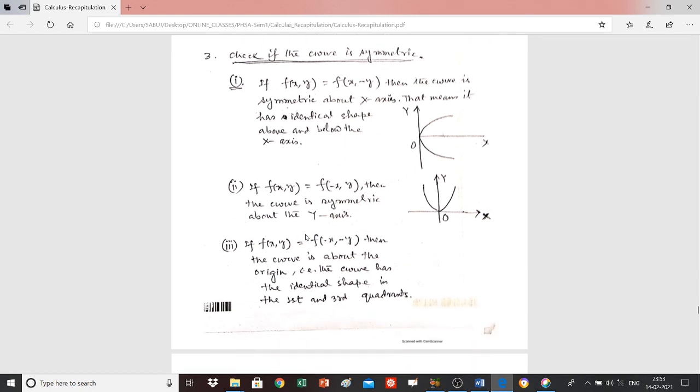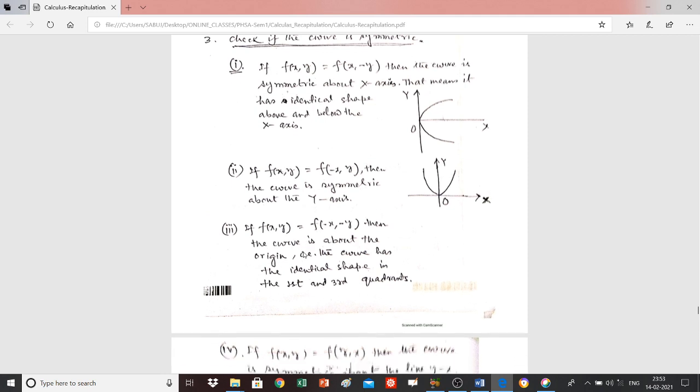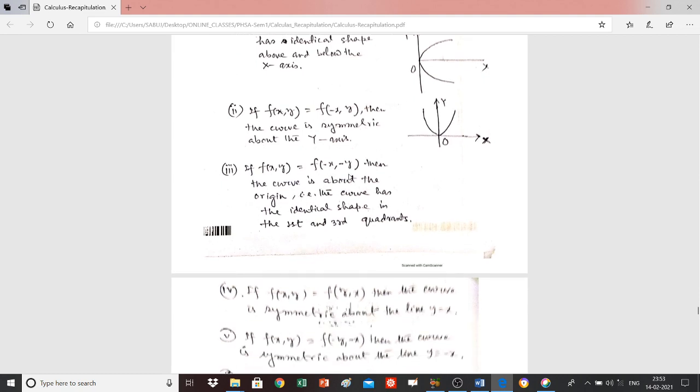Similarly, if f(x, y) equals f(-x, y), then the function is said to be symmetric about the y-axis, because here x is positive and here x is negative, but both functions are identical when x is replaced by -x. Next, if f(x, y) equals f(-x, -y), since both x and y are replaced, then the curve is said to be symmetric about the origin.